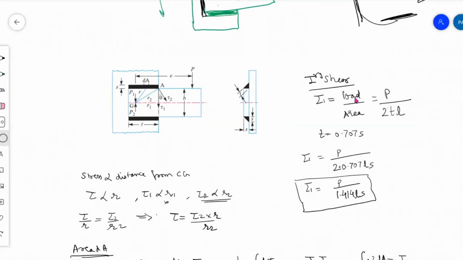First step is to find primary shear stress. Primary shear stress can be found by the formula load upon area. Load is P, area is 2 into T into L. This 2 depends on if there are two welds. If it is a single weld, it will not be 2, it will be just T into L. Substitute T is equal to 0.707 S and you get the value of sigma 1.